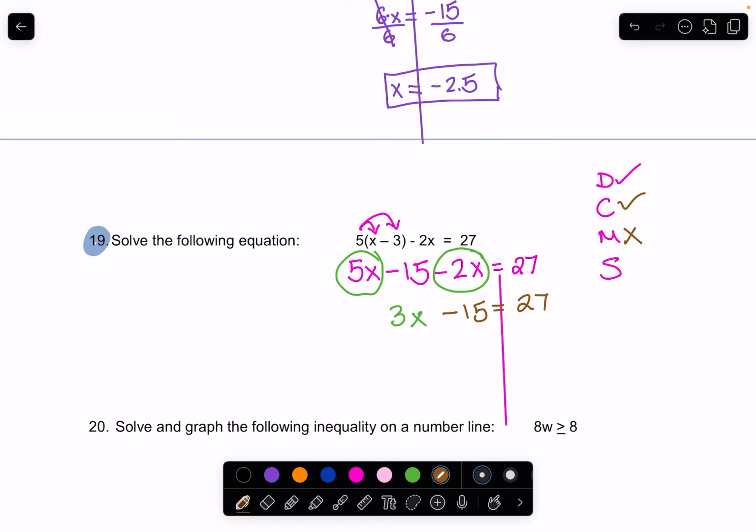And now I'm going to solve a two-step equation. So I'm going to get rid of that negative 15 by doing the opposite. I add 15 because that will cancel out to 0. 3x remains the same. And 27 plus 15, double checking with my calculator so I don't make any more silly mistakes, I should get 42. And now again, I'm going to do my last step, which is dividing by 3 to get x is equal to 14.